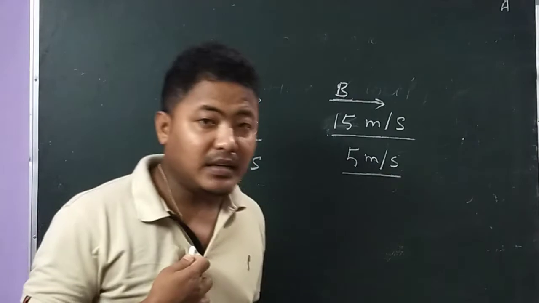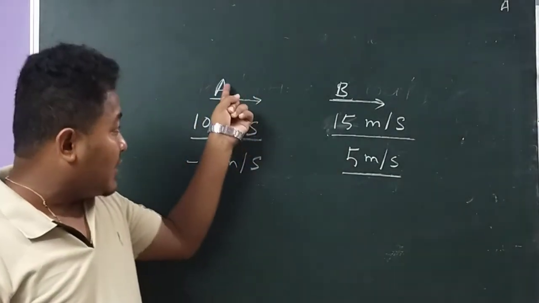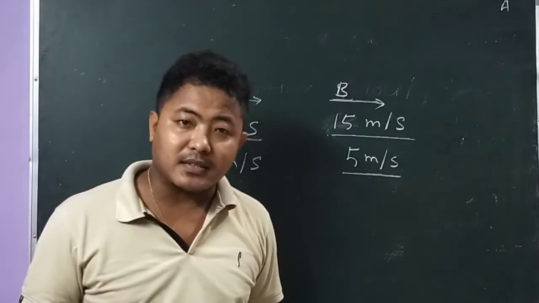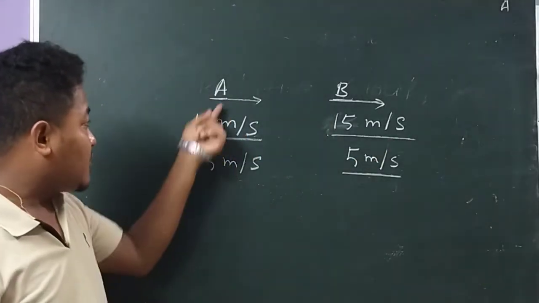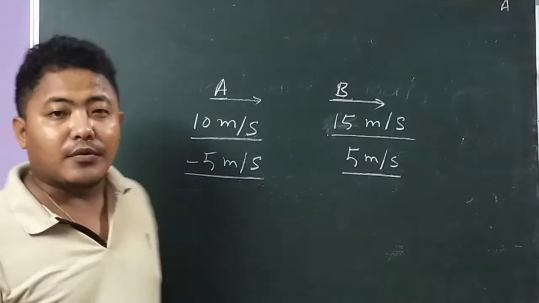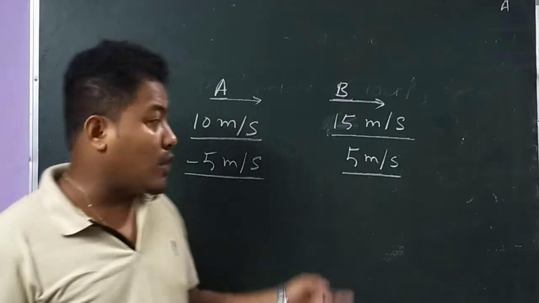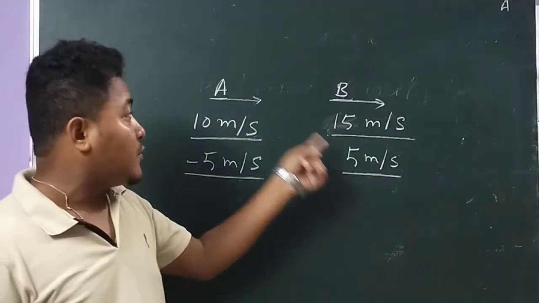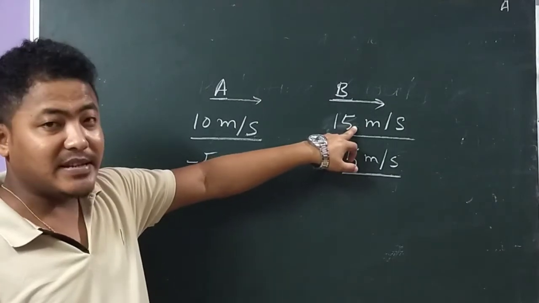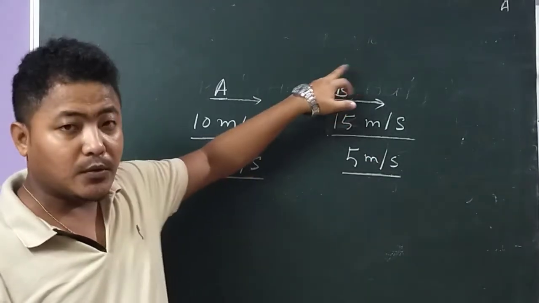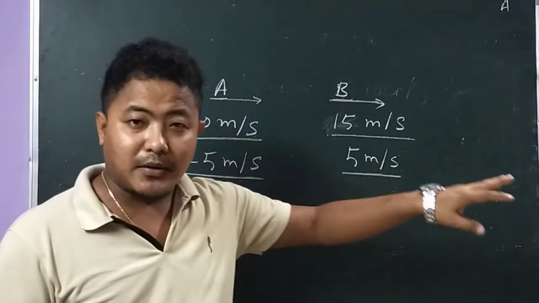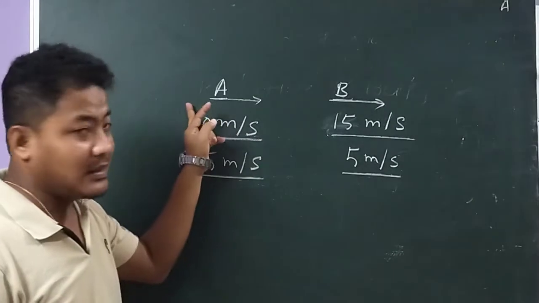Understand? Okay? A will think that body B is moving at 5 meter per second, and B will find that this body is moving at minus 5 meter per second. That means we now have two types of velocity: one with respect to ground and one with respect to each other. So 15 meter per second is the velocity of body B with respect to ground, and 5 meter per second is the velocity of body B with respect to A.